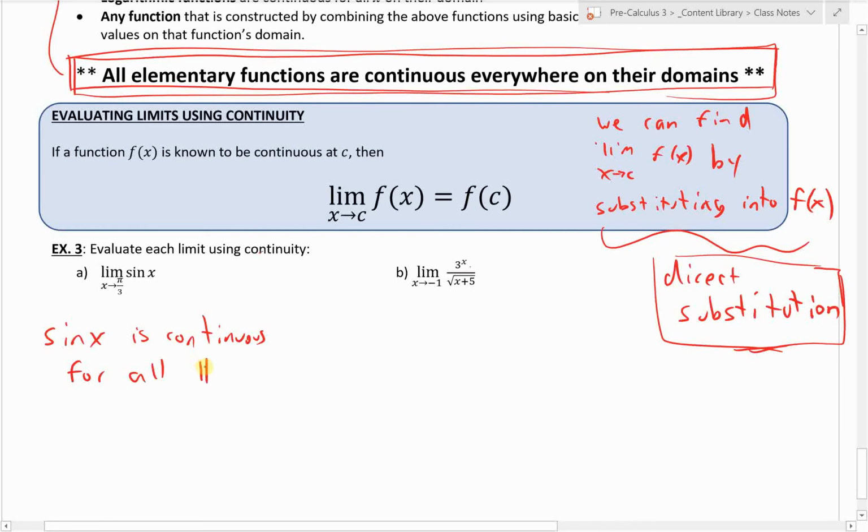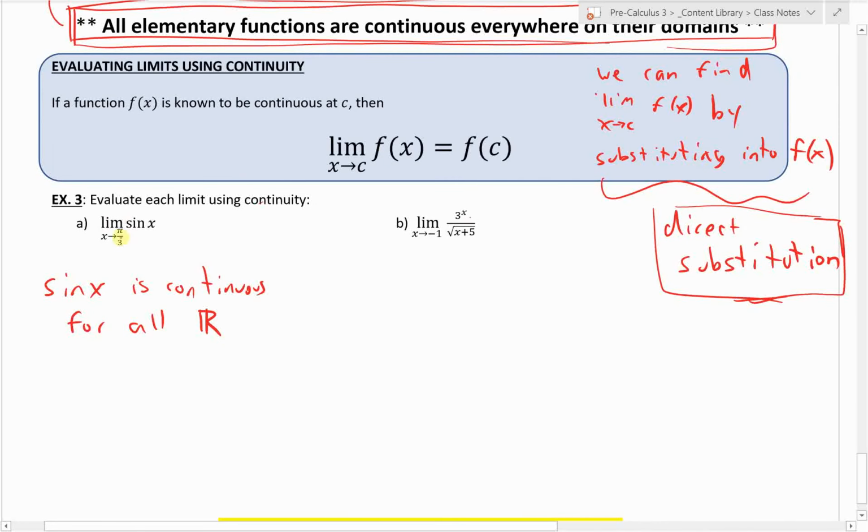And since sine is continuous for all real numbers, that means we can just simply plug in x over 3. So the limit as x approaches pi over 3, I said x over 3, but pi over 3, of sine x is simply sine of pi over 3.